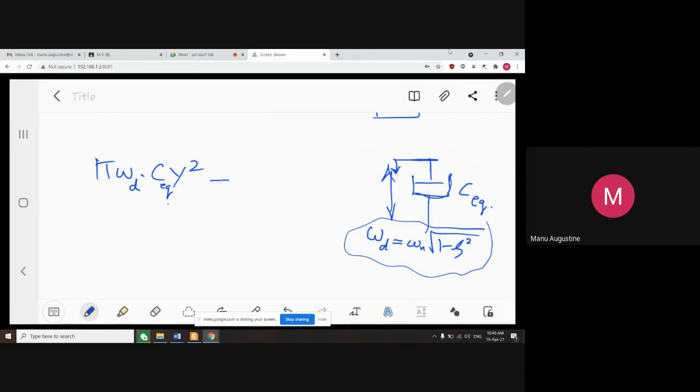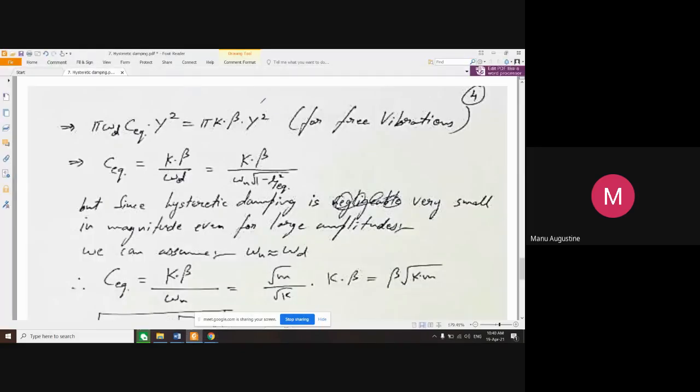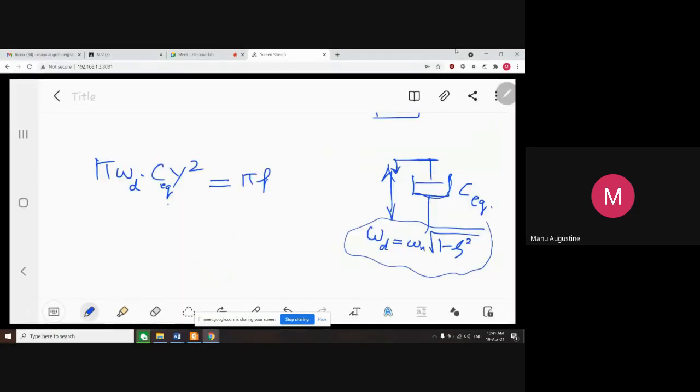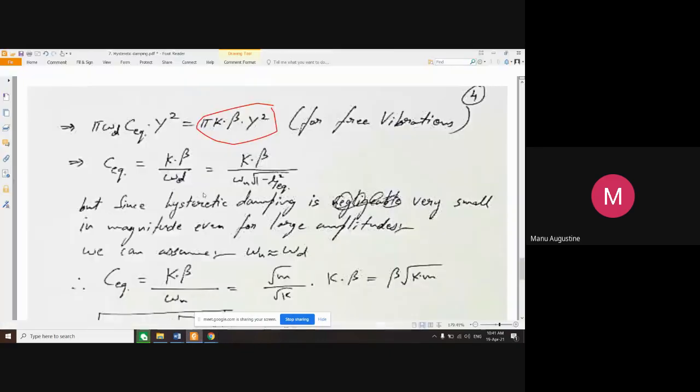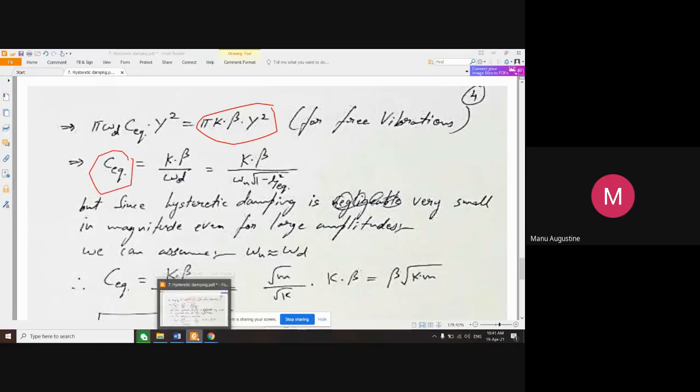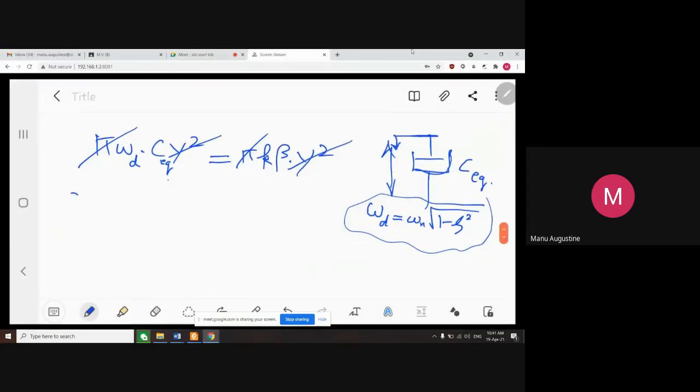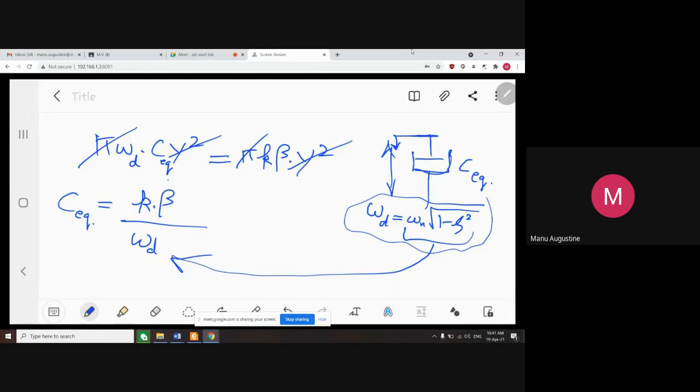And this is being equated with π k β y², the actual energy loss of hysteretic damping, π k β y². Y² will get cancelled out, π and π will get cancelled out, और इवेंचुअली आप इसमें क्या निकालना चाहते हैं, you want to find out the C equivalent, कि भाई एक ऐसा डैम्पर का C इक्विवेलेंट कैसा बनेगा। ठीक है, तो C इक्विवेलेंट को अकेले पकड़ लो, यहाँ पे ω_d को राइट हैंड साइड पे नीचे डिनोमिनेटर में ले चलते हैं, this is k β upon ω_d. Now we replace ω_d with this expression.